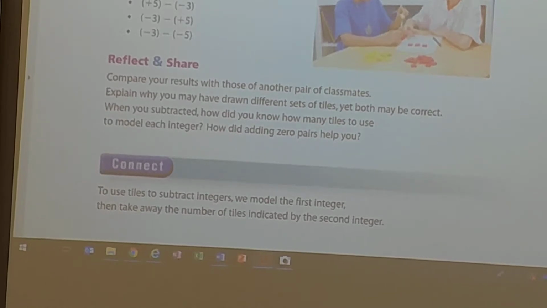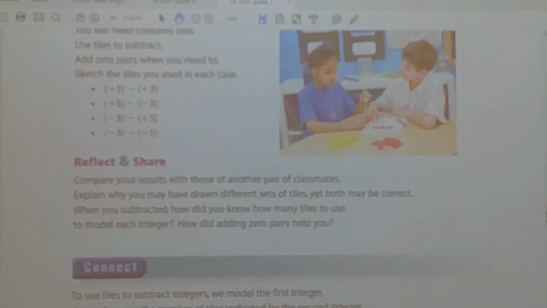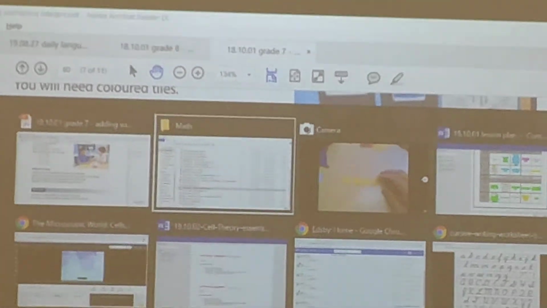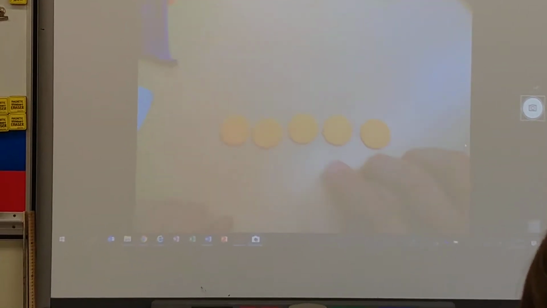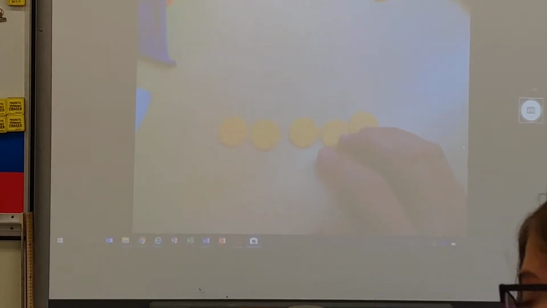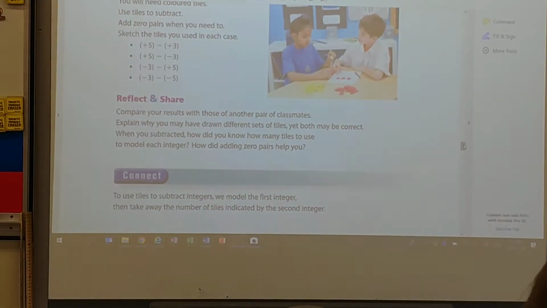We're going to do these ones on the board. It says positive 5 minus positive 3. So I've got positive 5. Wait, you can't see that. There we go. Positive 5 minus positive 3. So minus positive 3. Simple enough? We good? Okay. Pause video, please. Oh, no, we're good. Let's do the next one.